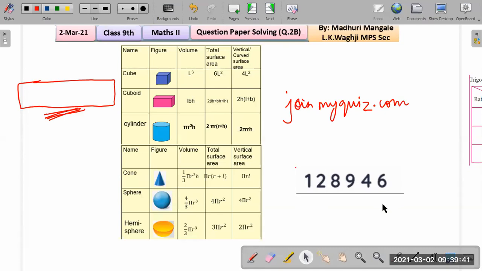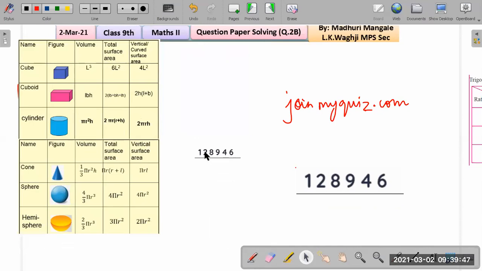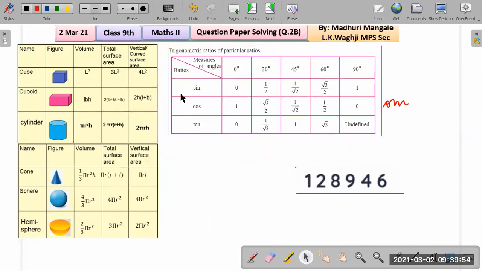And the quiz is a very simple one based on the formulas. With these formulas, you need to identify the correct formula. That is the quiz completely. Identify the correct formula. And the second thing is this trigonometric table.